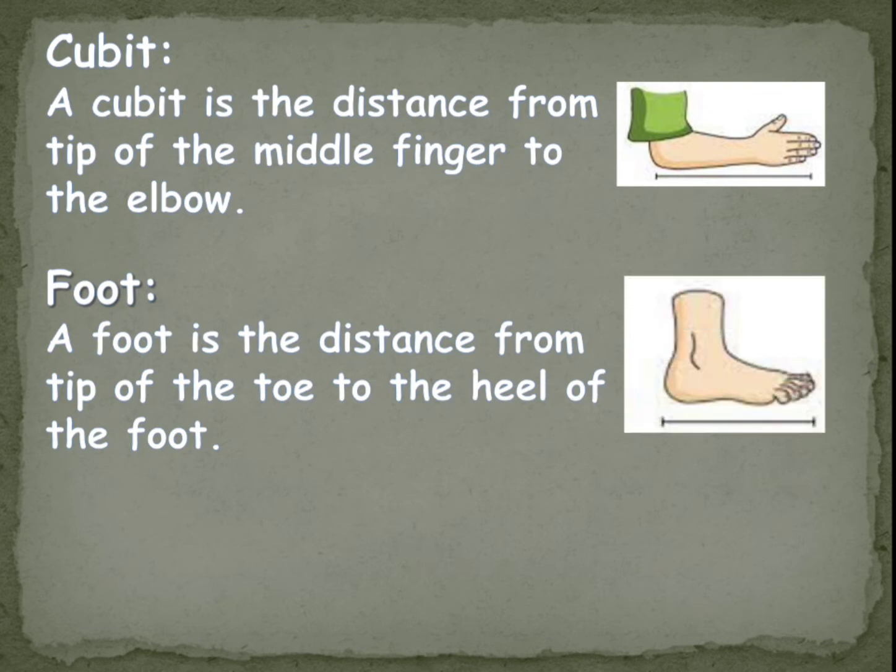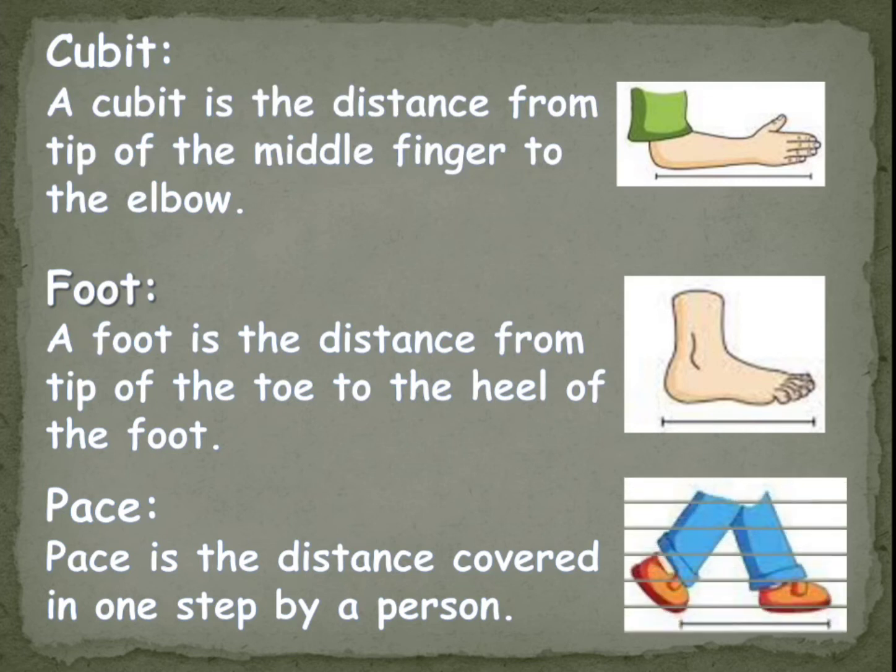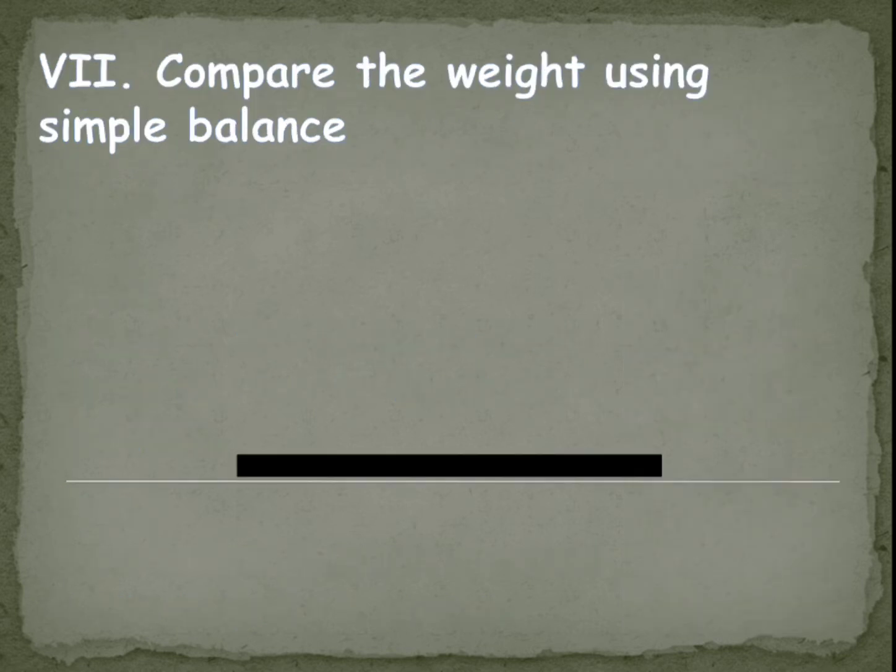Okay. And next, pace you have. It is the distance covered by one step by a person, or by an adult person you have to write. If you write by a person also, it is okay. Okay. No need of diagrams, don't practice the diagrams, learn the definitions. Okay. This is your sixth bit.